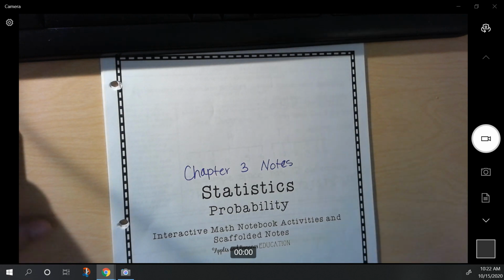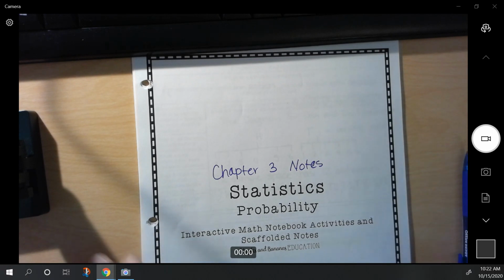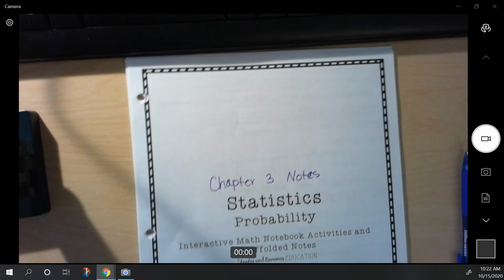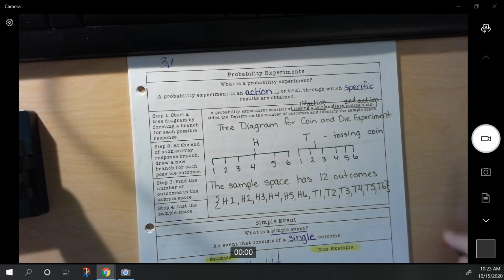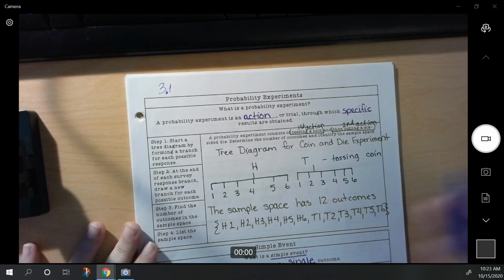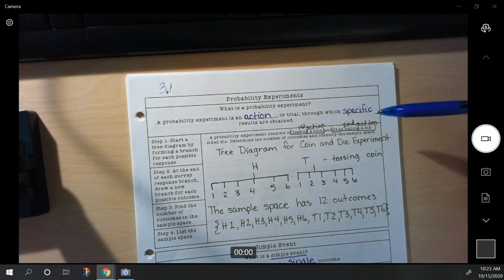Okay, this is the Unit 3 statistics notes. This is going to be Unit 3-1. So I've given you the first page just so that you'll be able to separate your notes. 3-1 is talking about probability experiments. The probability experiment is an action or a trial through which specific results are obtained through simulations.